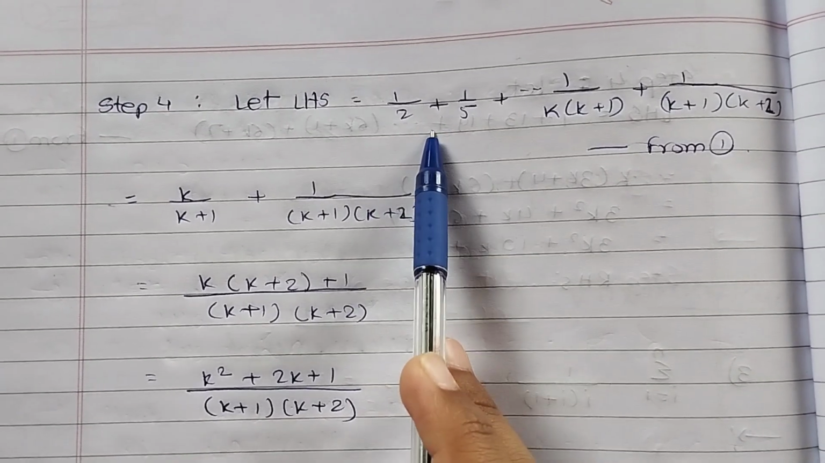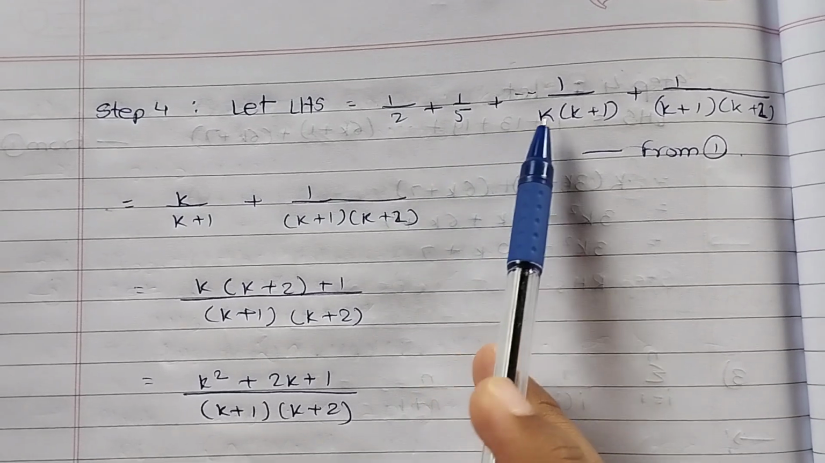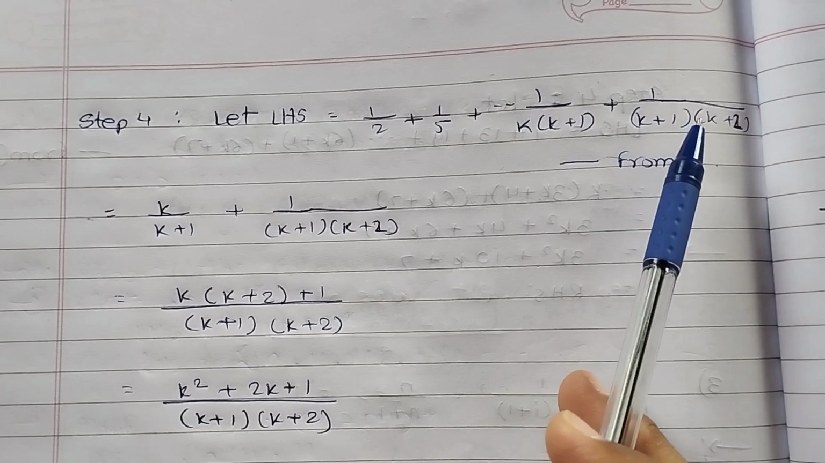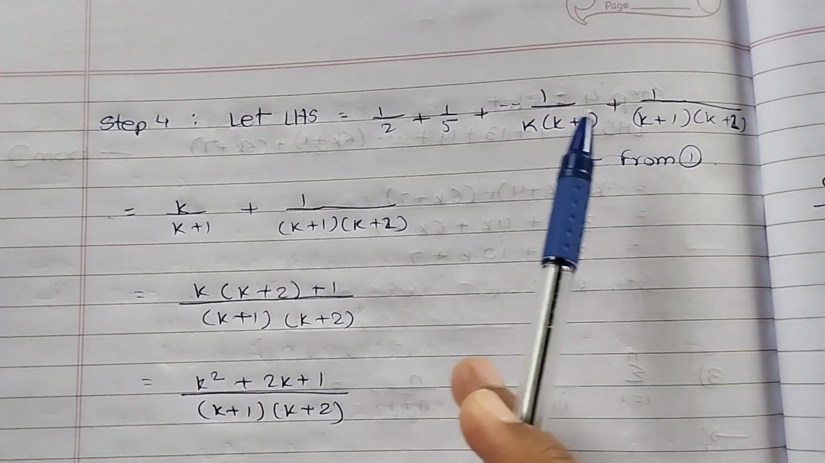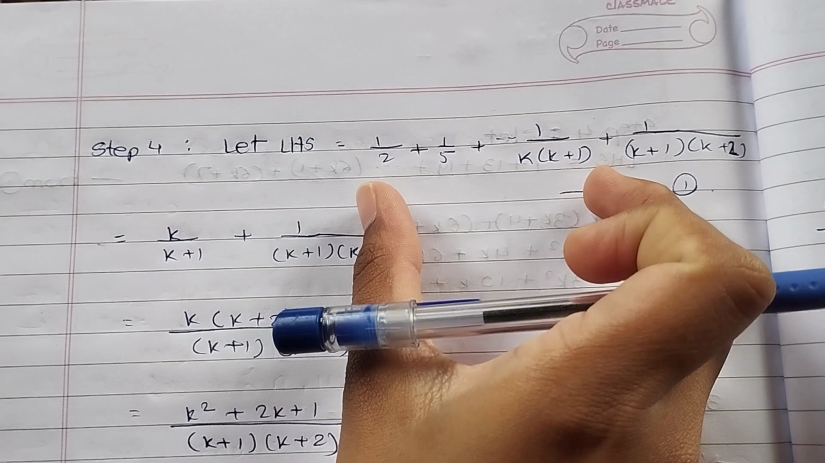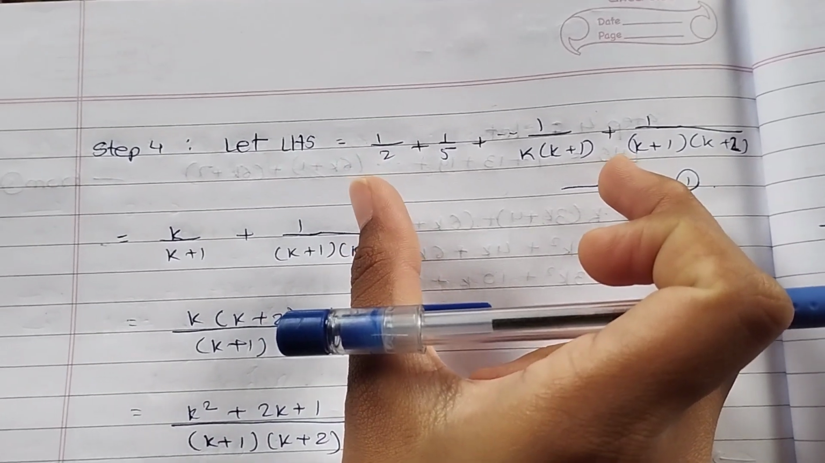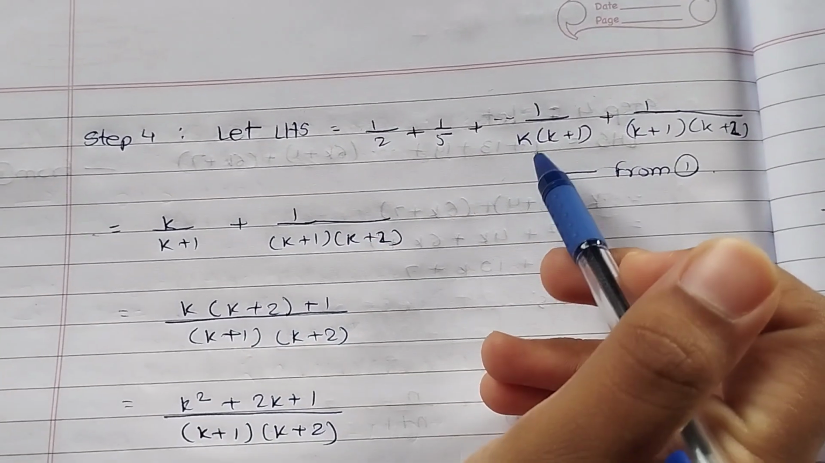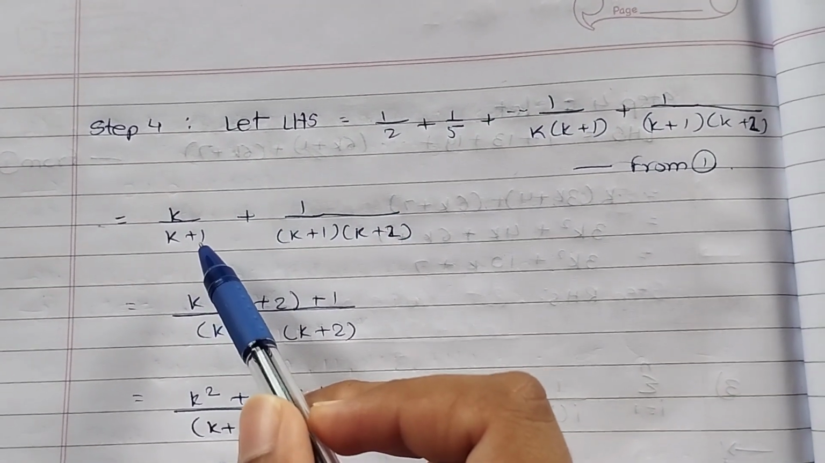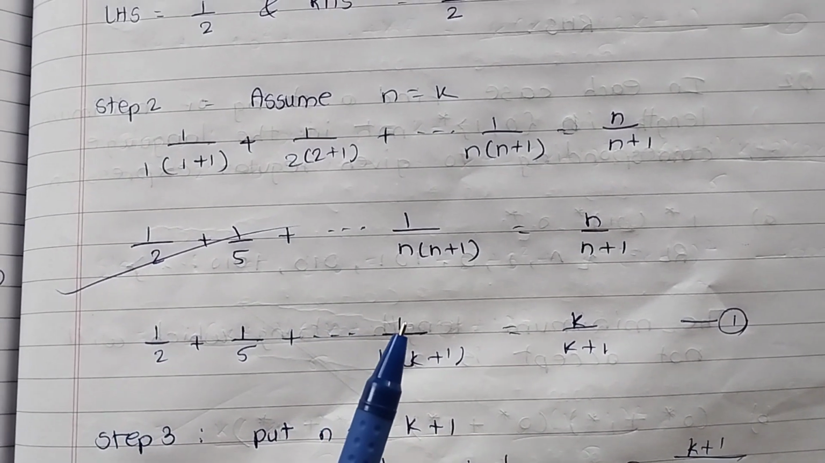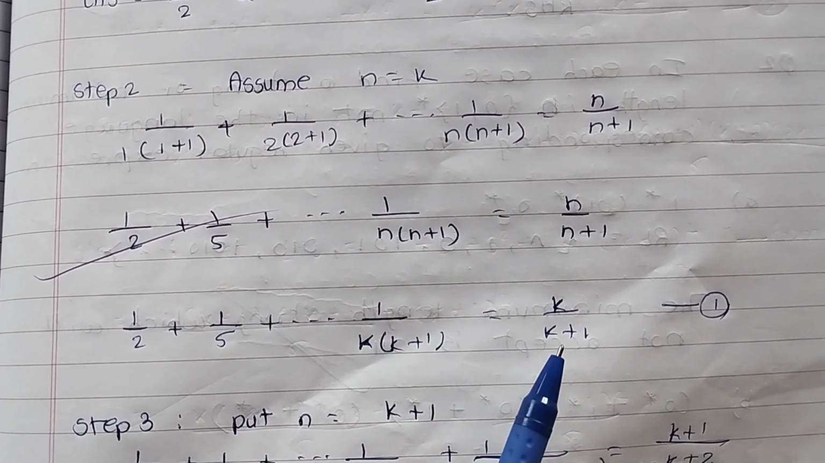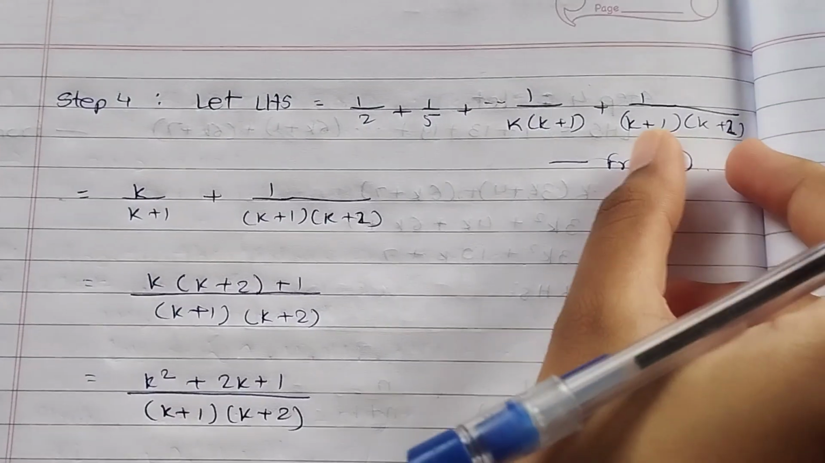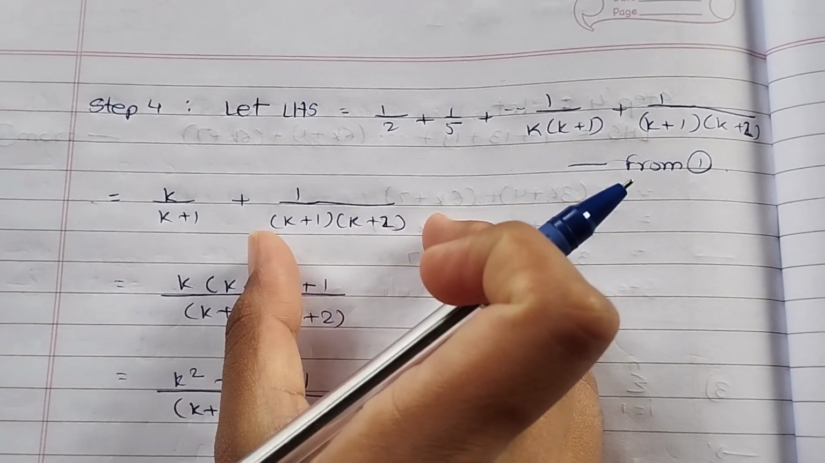So this is the LHS: 1 by 2 plus 1 by 5 up to 1 by k into k plus 1, plus 1 by k plus 1 into k plus 2. As we know the value of the first part, we found it in the second step when we put n equal to k. This value is nothing but k by k plus 1. So we put this value as k by k plus 1, and this term we write as it is, because we don't know its value.